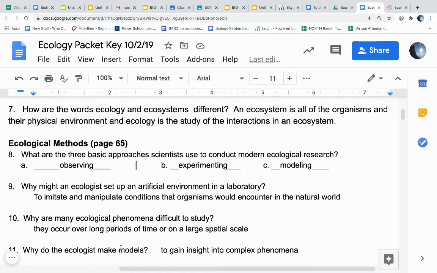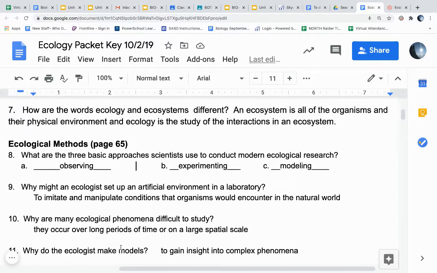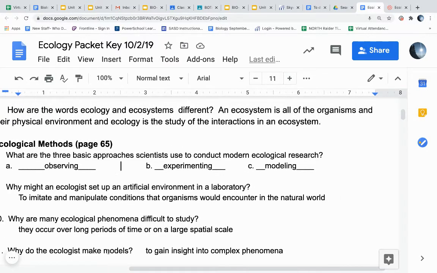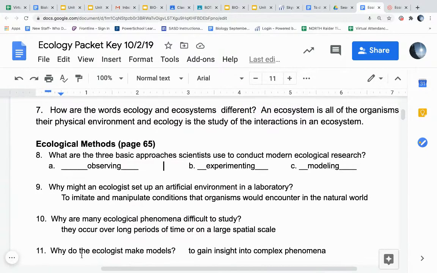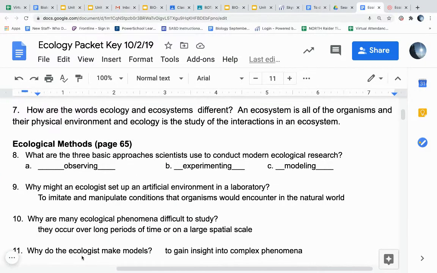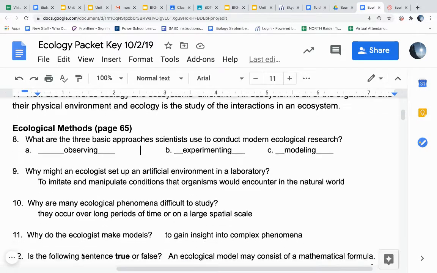phenomena at play. 11, why do ecologists make models? To gain insight into complex phenomena. So there's many things that we can't experiment on directly, or like climate, for example, we have to make models and mathematical equations to create some form of predictability to it, because it's oftentimes unpredictable. So that's why they use models.